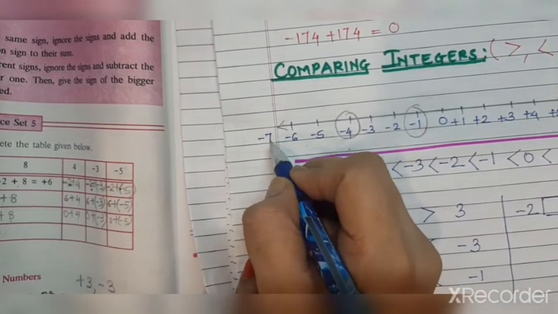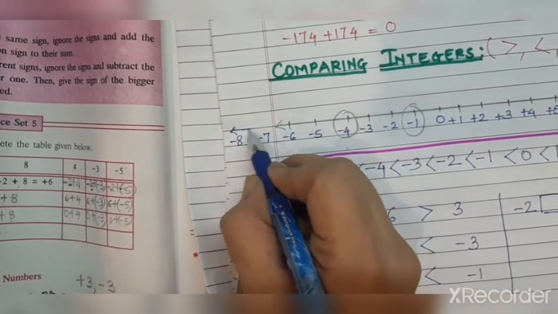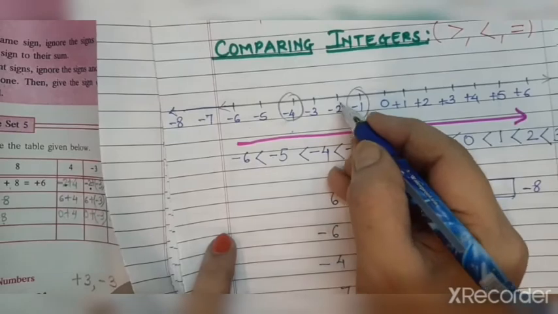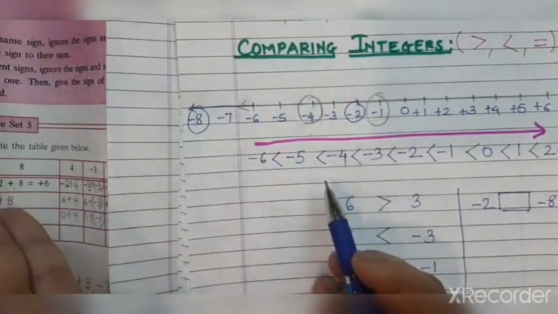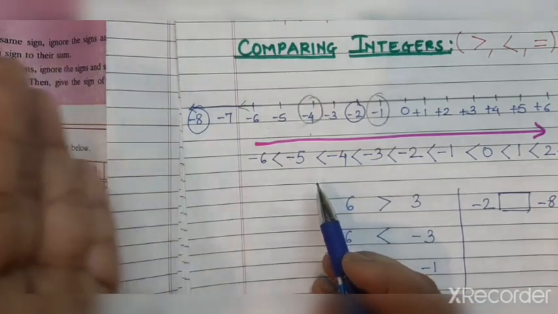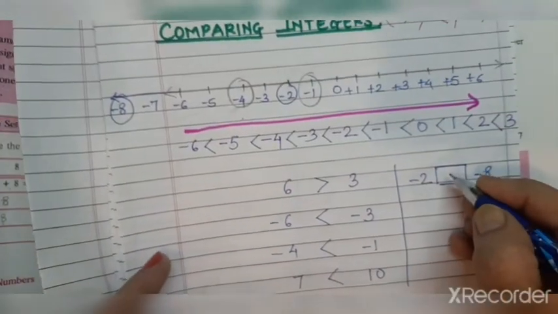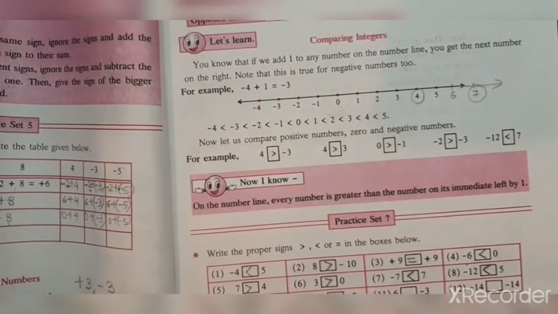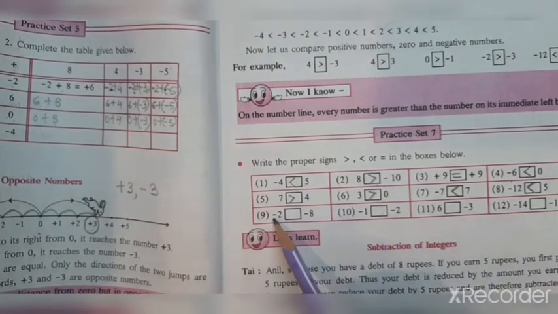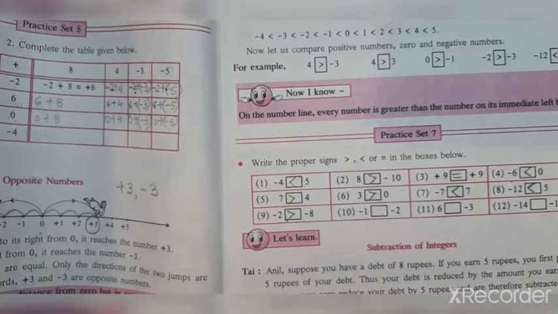After negative 6 is negative 7 and after negative 7 is negative 8. So when we are comparing negative 2 and negative 8, negative 8 is towards the left. So negative 8 is smaller and negative 2 is greater. So negative 2 is greater than negative 8. This is what will come here also. That is, in negative 2 and negative 8, negative 2 is greater.